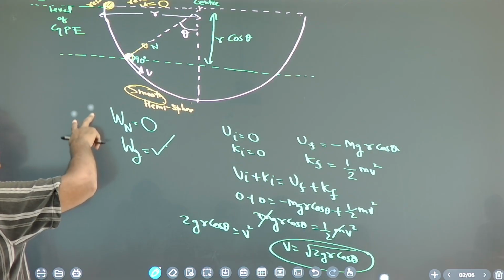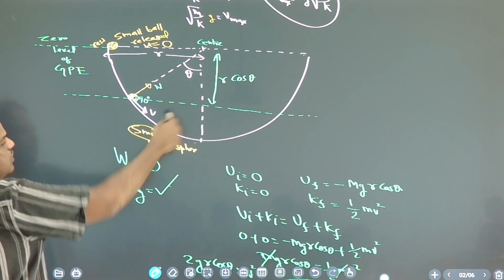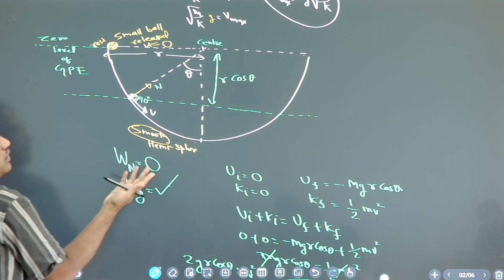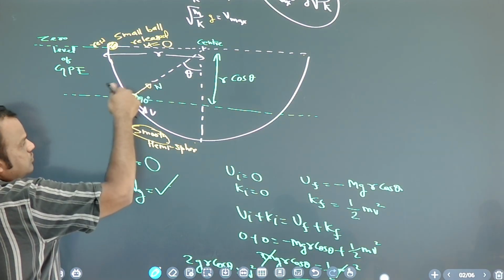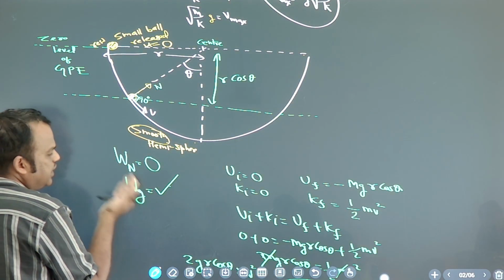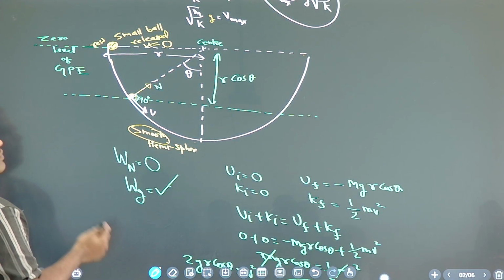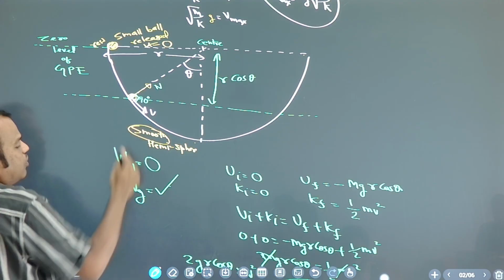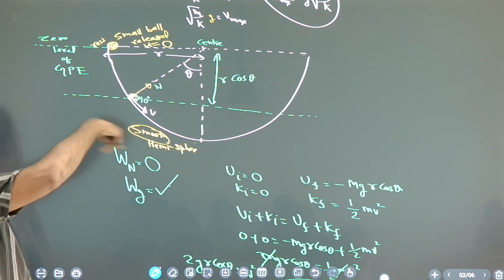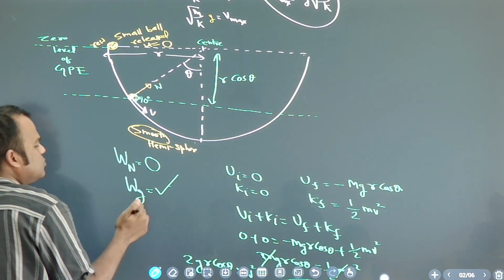What is the concept here? Is the normal doing any work? No. Why? 90 degrees. Good. So who is doing work? mg. Gravity is doing work. So only gravity is doing work. Do you see any spring here? No. So only gravity is there.